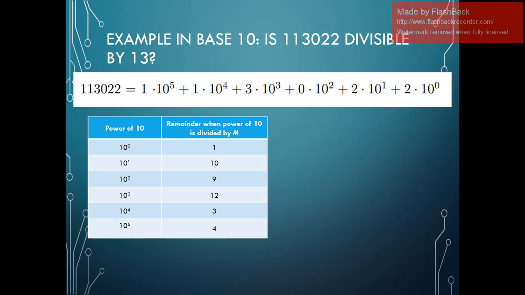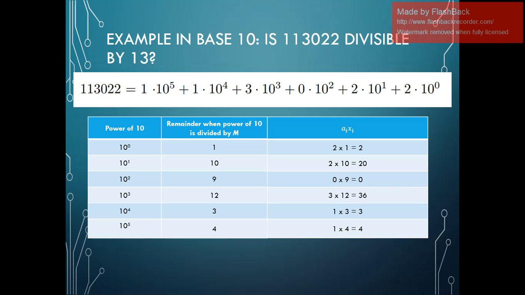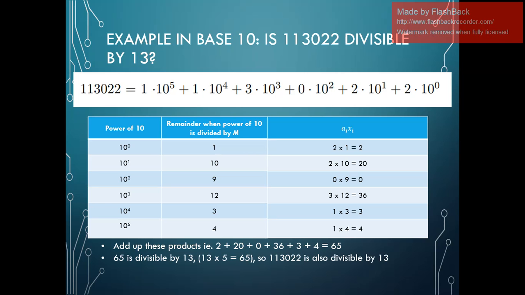Next, we multiply each of these remainders by the corresponding number that was used to multiply the power of 10 when we first rewrote 113,022 as a sum of multiples of powers of 10. The final step is to add up these products and find the answer, which is 65. We can then check to see if the sum, 65, is divisible by 13. 13 multiplied by 5 is equal to 65, therefore we can conclude that 113,022 is also divisible by 13.